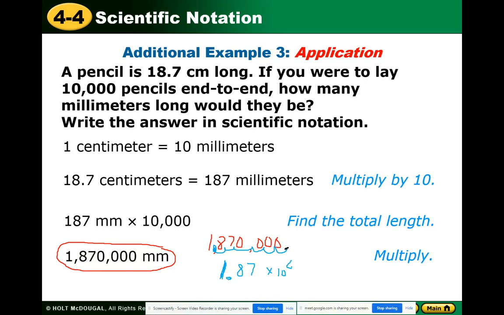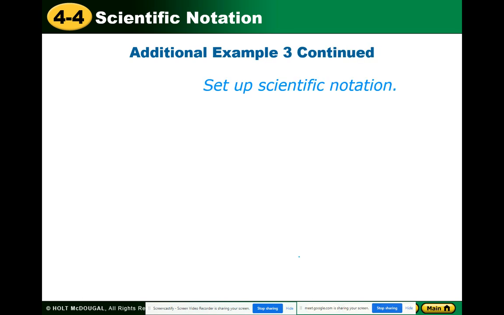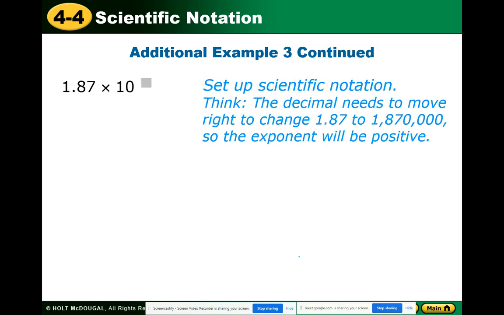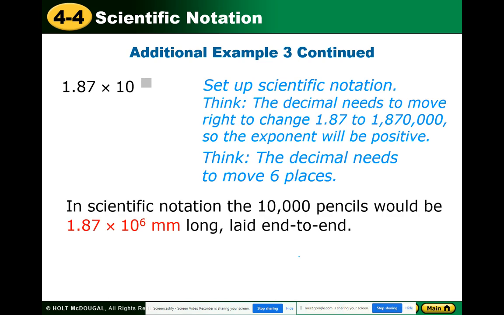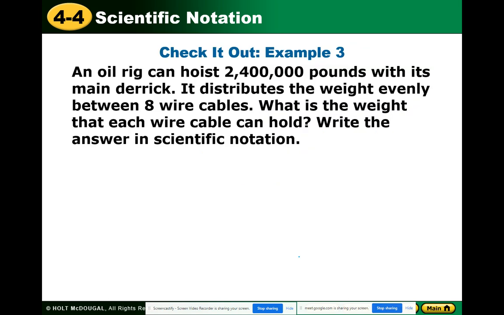How'd you get 6, Michaela? Yeah, counting how many spots we moved it, right? So, if the number's bigger than 10, it's going to be a positive exponent. If it's smaller than 1, it's going to be a negative exponent. Very good job, Michaela. All right, so here's all the work. They're going to show like 7 lines to do the work Michaela did in like 1 line. Good job, Michaela.